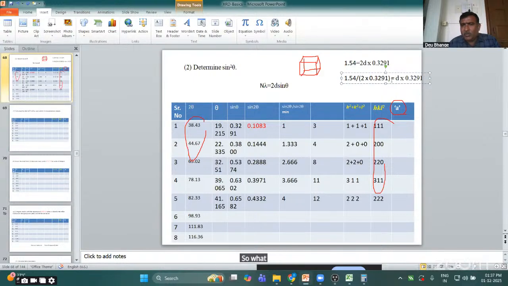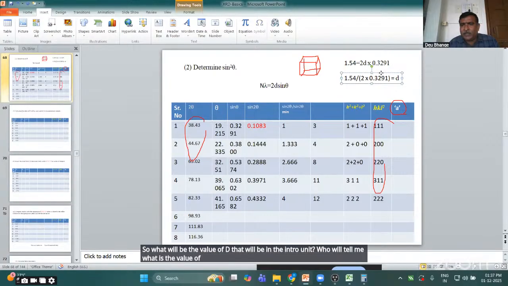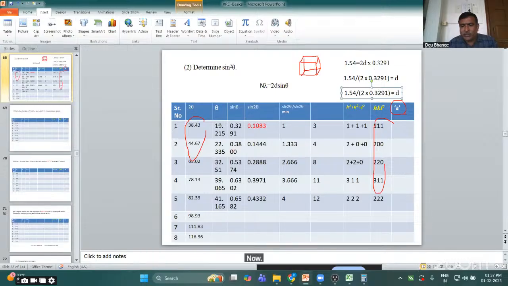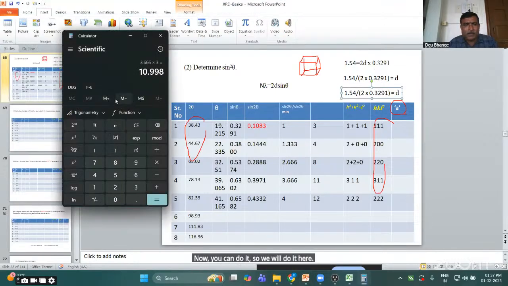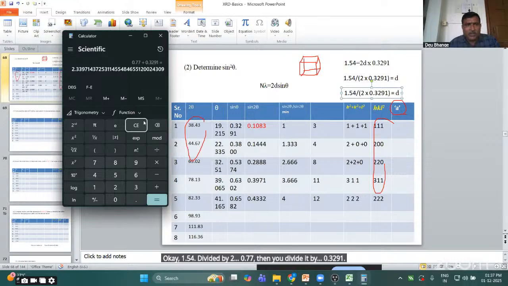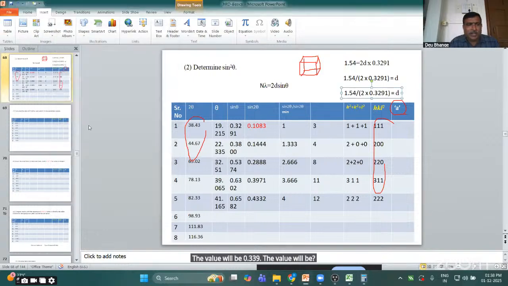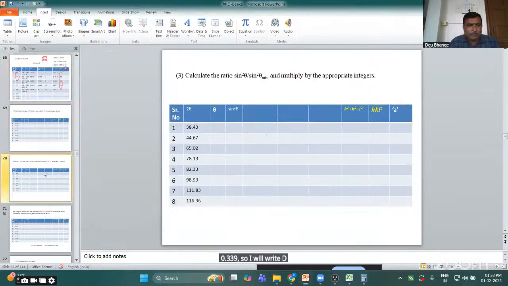So what will be the value of D? That will be in the angstrom unit. Who will tell me what is the value of D? Now you can do it. So we will do it here. 1.54 divided by 2, then you divide it by 0.3291. The D value will be 0.339. So I will write D here.